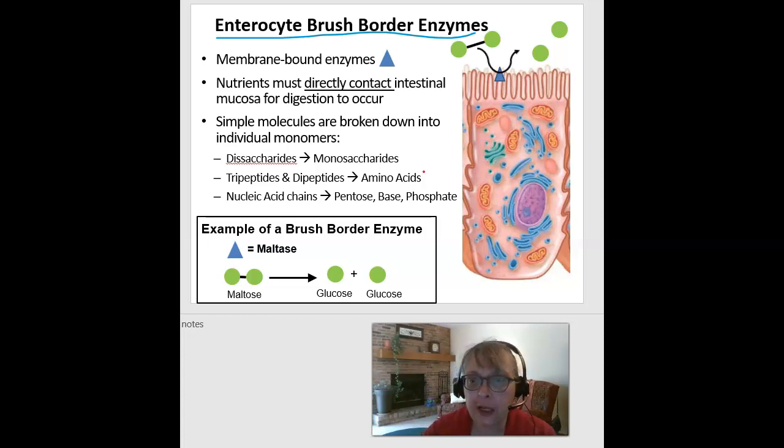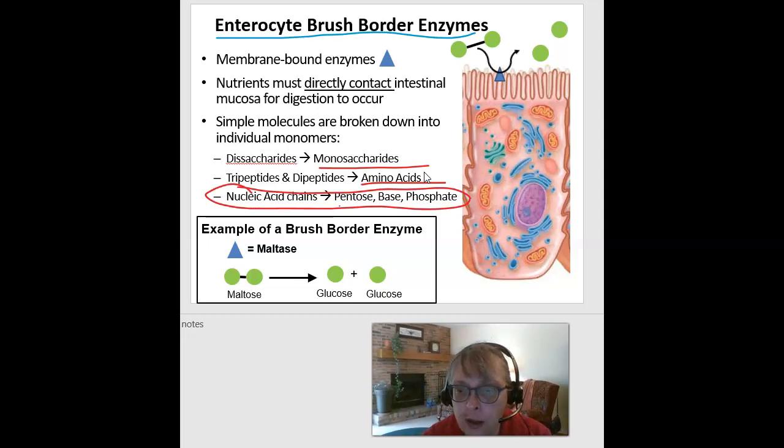Okay? I drew a picture of what happens when the brush border enzymes break down a nutrient, and the example that I've drawn here is that I'm going to pretend that the triangle is a brush border enzyme called maltase, that when it makes contact with maltose, a sugar, a disaccharide, it breaks it down into two individual monosaccharides, two glucose molecules. And you can see that up here in the picture. So this is our maltose, and it just bumps up against the enzyme and produces glucose.